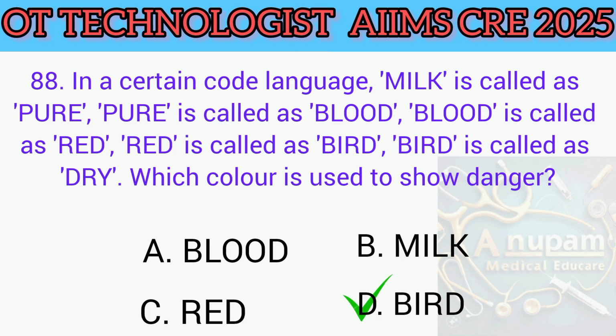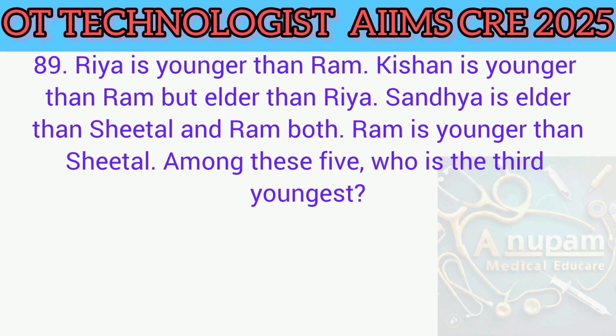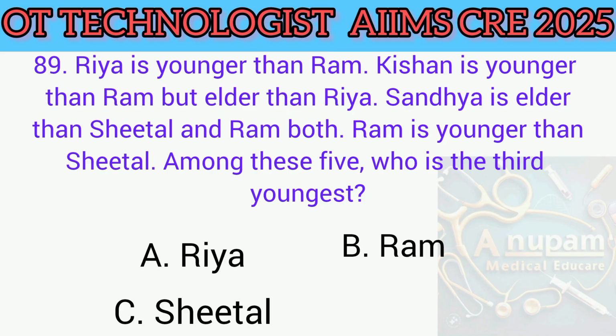Right option, D. Number 89. Riya is younger than Ram. Kishan is younger than Ram but elder than Riya. Sandhya is elder than Sheetal and Ram both. Ram is younger than Sheetal. Among these five, who is the third youngest? Option A. Riya. B. Ram. C. Sheetal. D. Kishan.